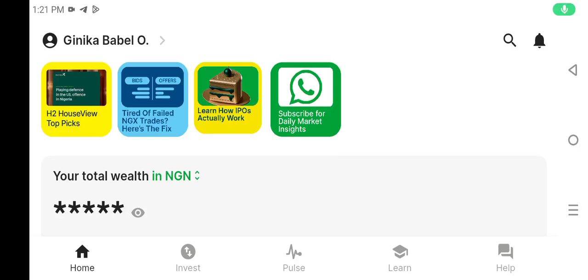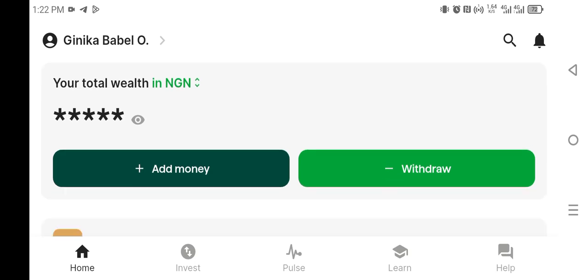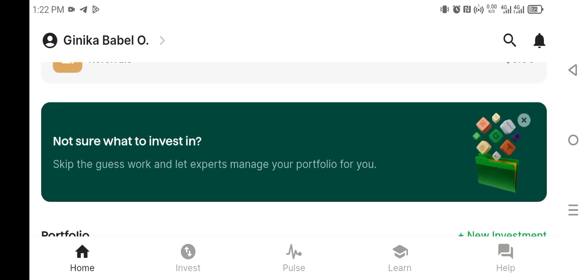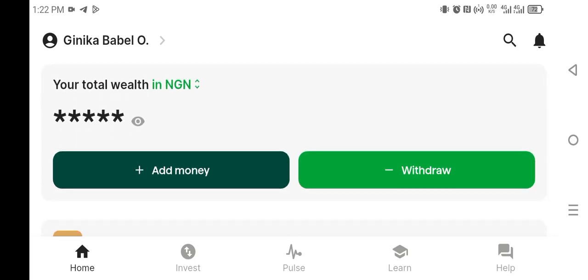Okay, this is a walkthrough on how to use your Bamboo. Basically, everything you need to know about your Bamboo app, right? So we start with the home. The home is where you see everything about your Bamboo app, starting from your balance.